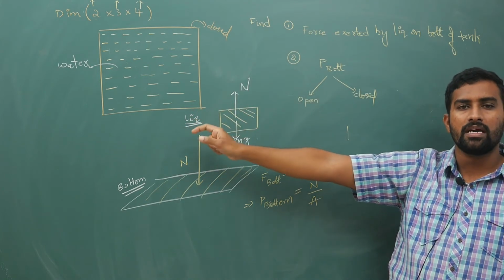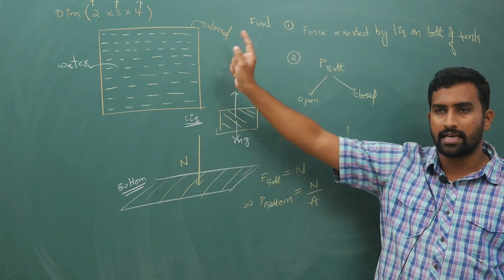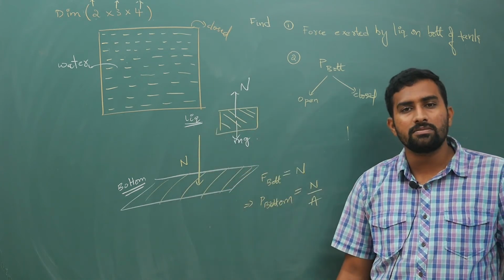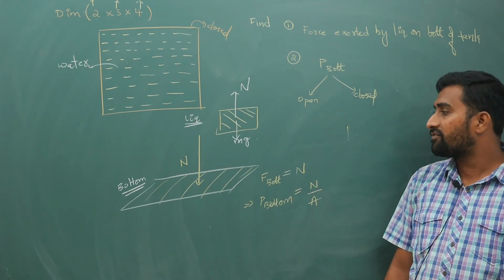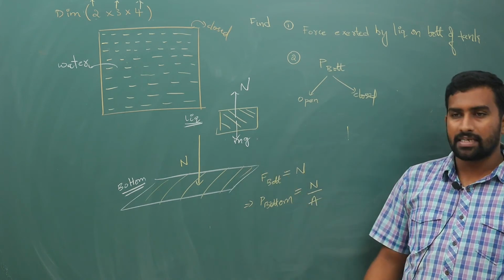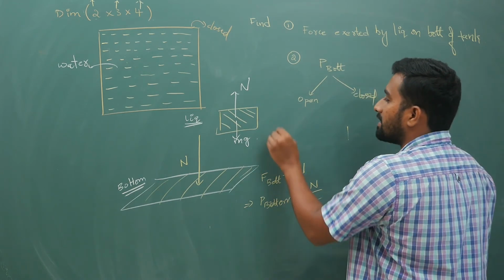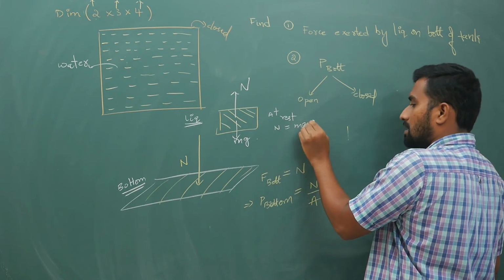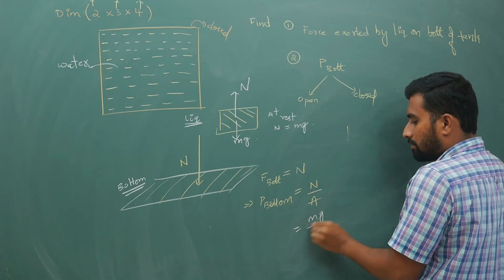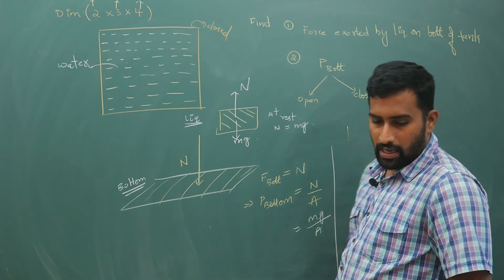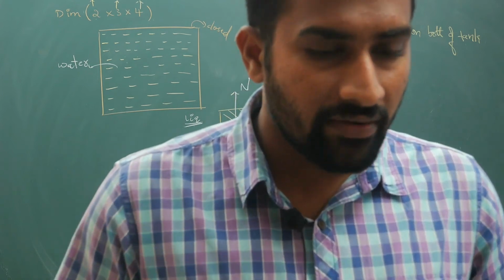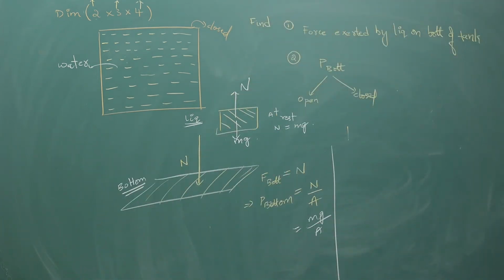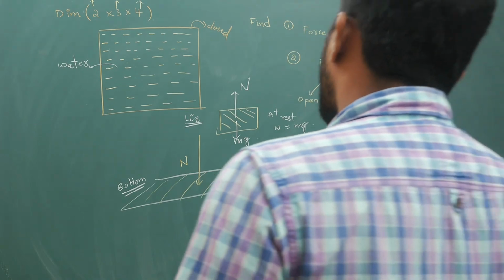Pressure at the bottom is mg by A. If you write that, you will get a wrong answer if the system is accelerating. You will get pressure equal to mg by A if and only if your system is at rest. So when the liquid is at rest, your N is equal to mg. So your pressure at the bottom is mg by A. Getting my point? Don't get confused. Your liquid applies normal reaction N on the bottom, you have to consider that N part, and your bottom applies N on the liquid.